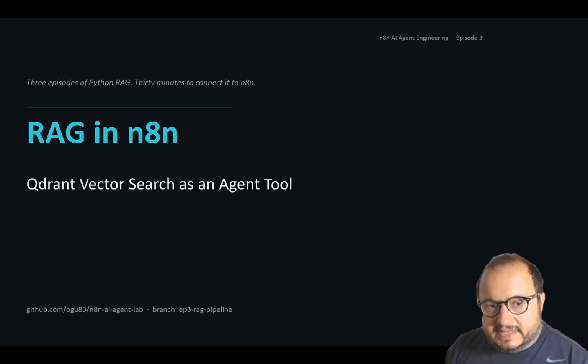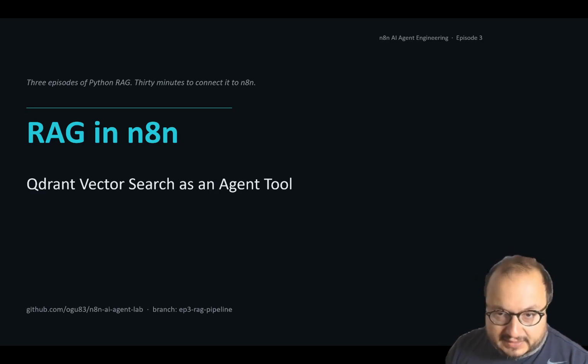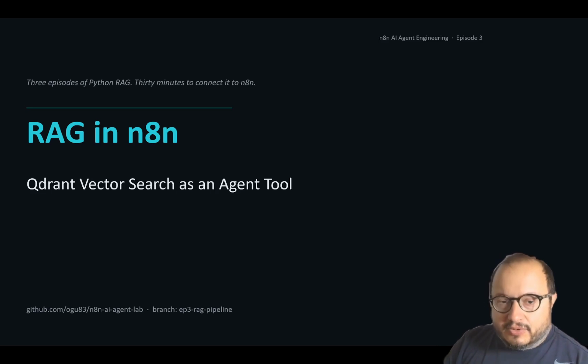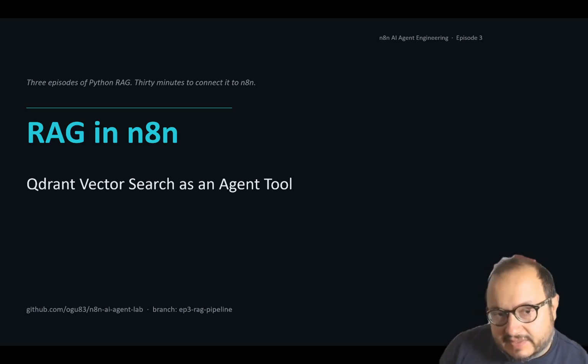By the end of this episode, the agent can search the knowledge base, cite sources by product ID, and route between web search and product search based on context. Every file is importable from GitHub, and let me start with the architecture right now.